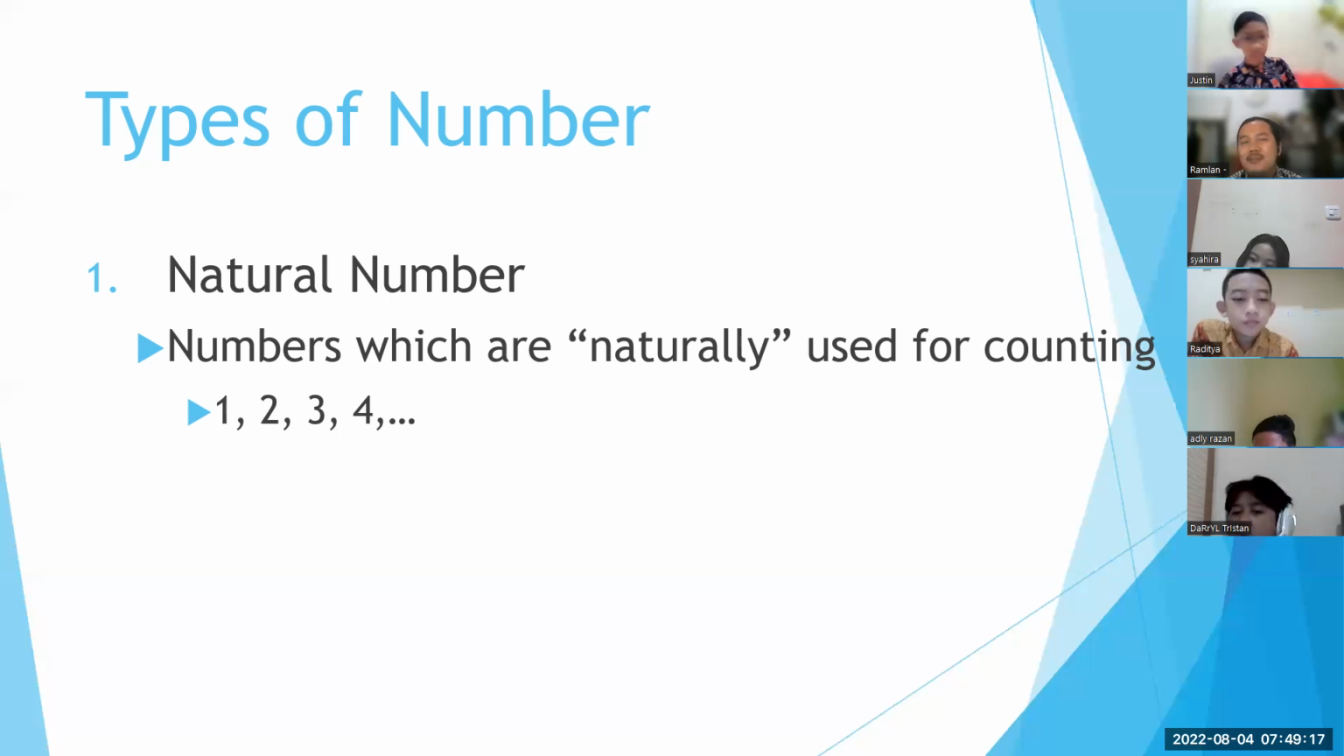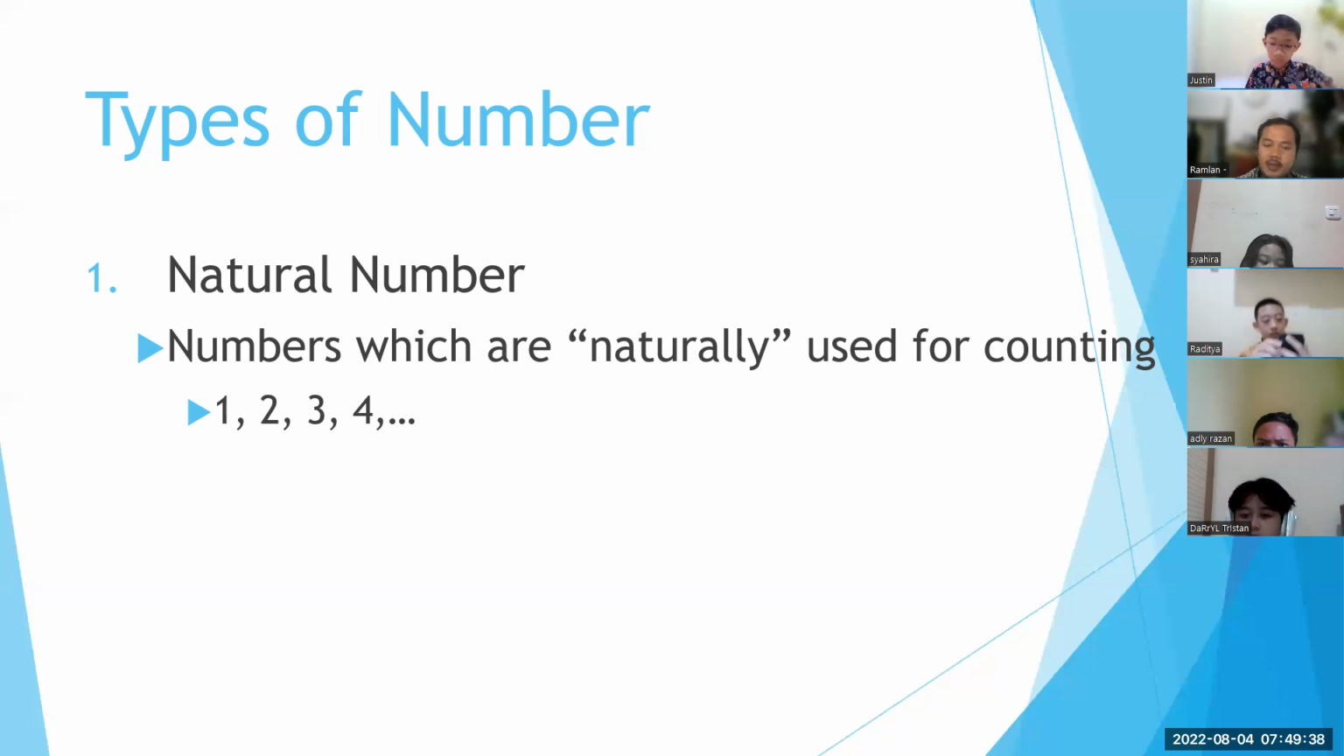But for example, when you're 3 or 4 years old, I believe that your parents or anyone who taught you numbers will start from 1. They won't start from a number other than 1. They will start from 1. That's why we call it natural. Okay, so that is the first type of number.